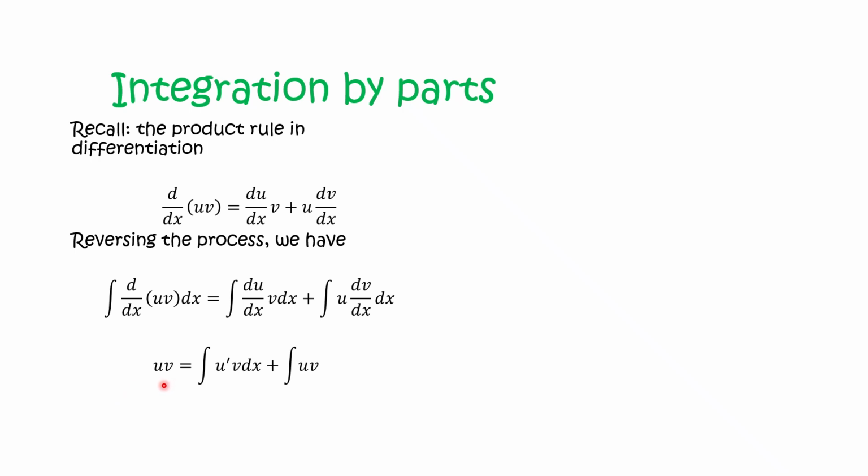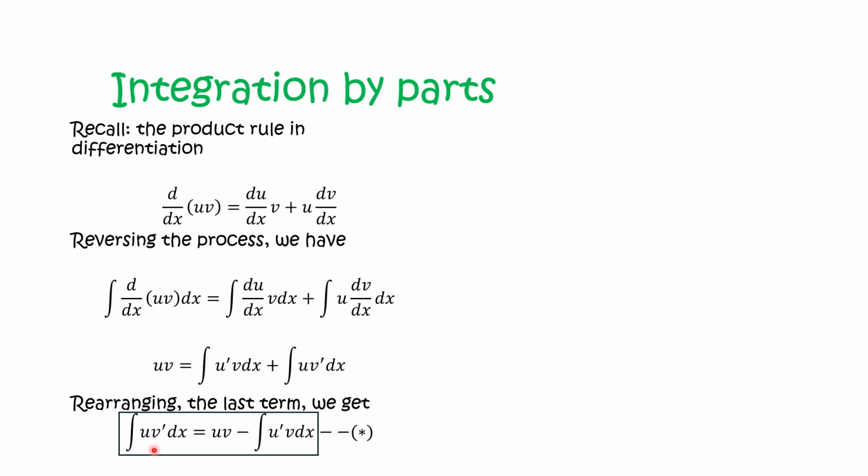Now, what we would have after integrating is uv equals the integration of u prime v dx plus the integration of u v prime dx. Rearranging the last term, we get the integration of u v prime dx is equal to uv minus the integral of u prime v dx. Let's label this as equation star. That will be a crucial formula.